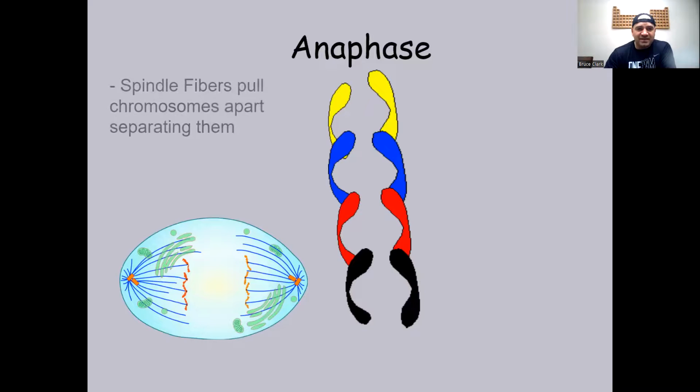Number four, anaphase. Chromosomes are being pulled apart. So anaphase, apart. That is my memory trick for that one. It's stage number four. Those spindle fibers start to shorten, and our chromosome pairs are going to start to pull to the two sides of the cell. So the spindle fibers are pulling the chromosomes apart. You can see a sketch of it in the lower left-hand corner as well.